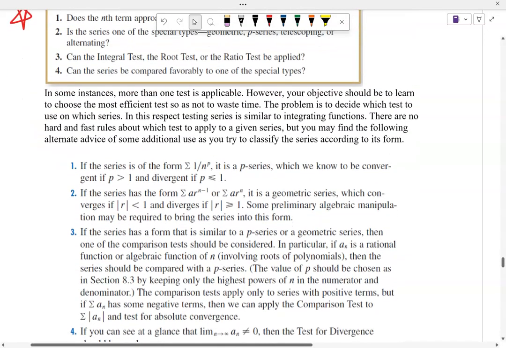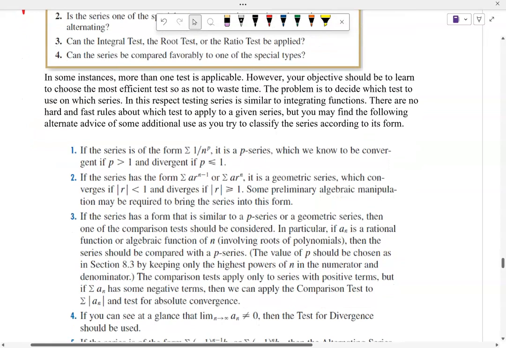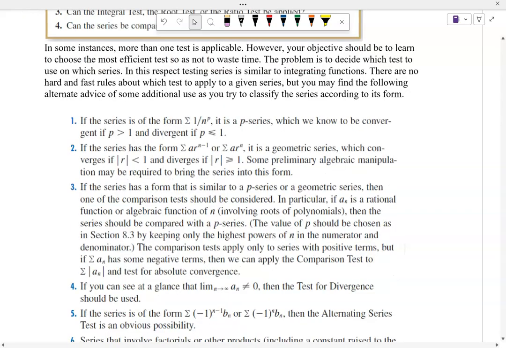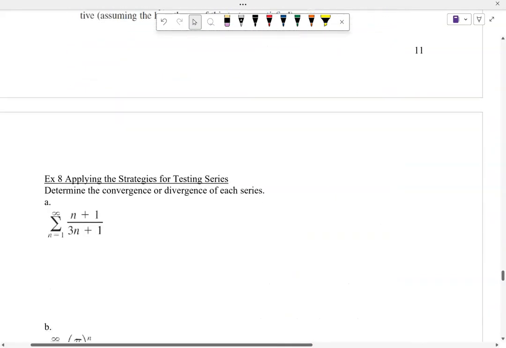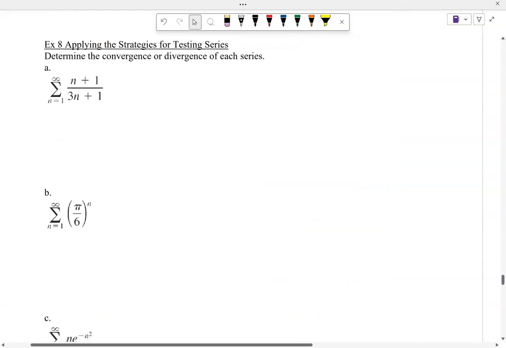You can read a little bit more here if you want to. This is just another alternate thought process as far as application. But the objective is I'm just trying not to waste time, right? I'm just trying to get to the one that works as quickly as possible, so I don't have to run through them all. So let's apply a few strategies here for this first one, right?